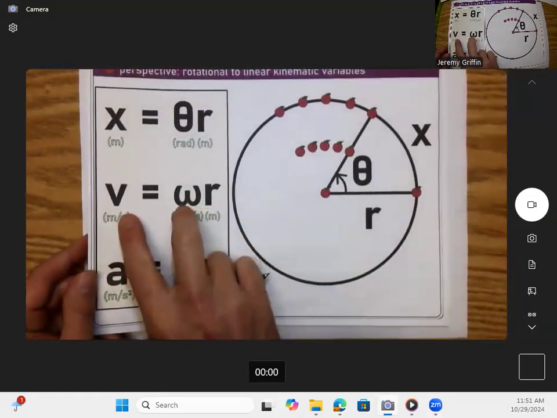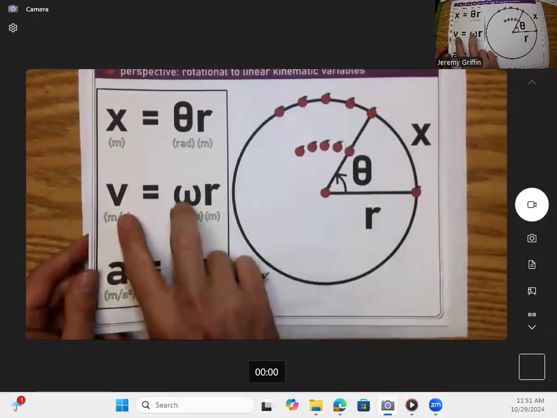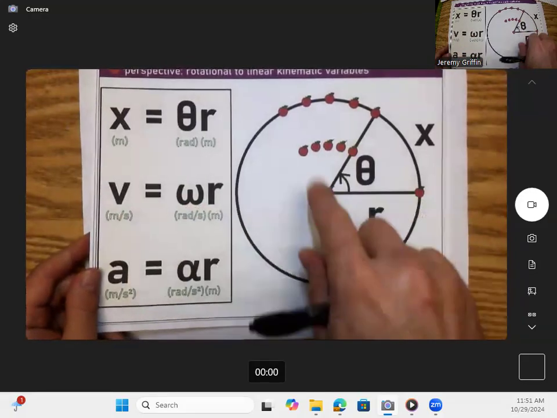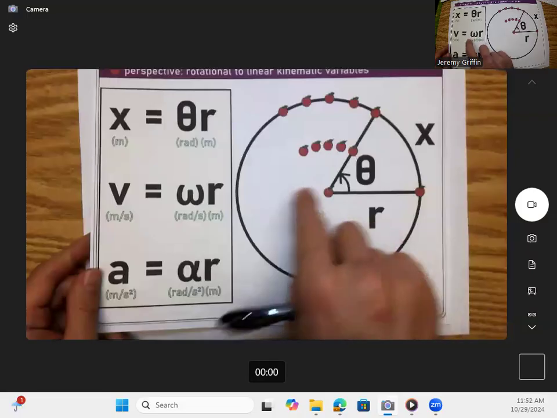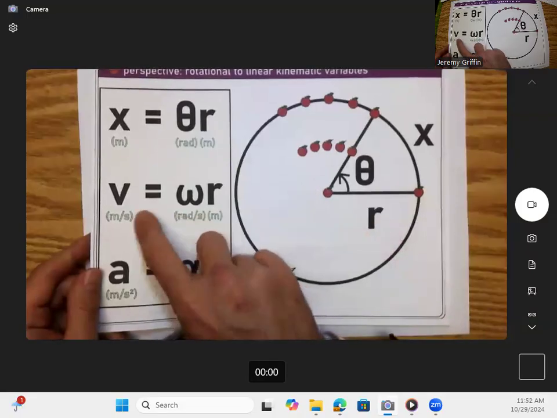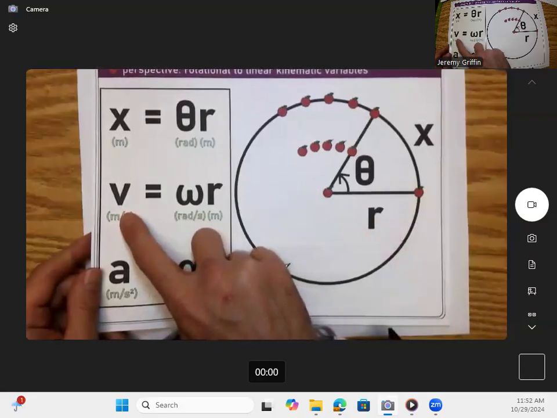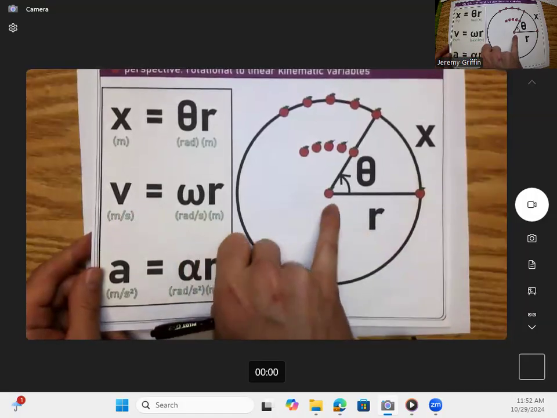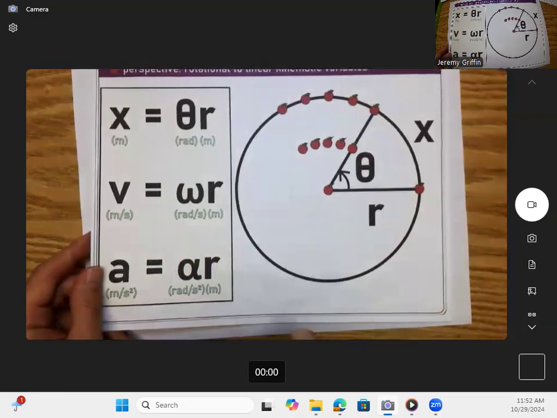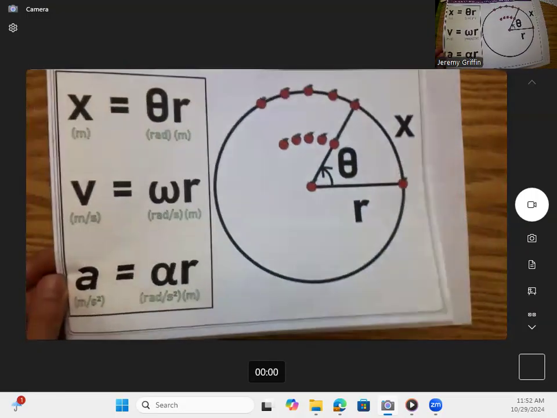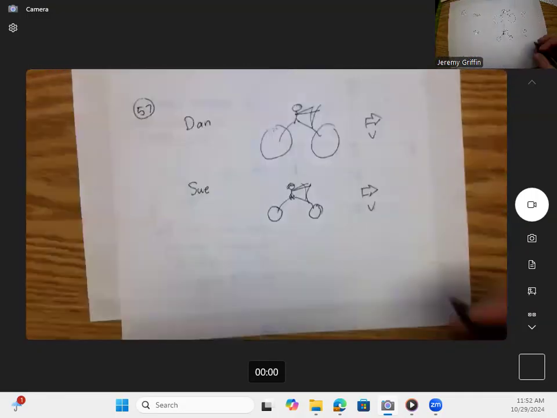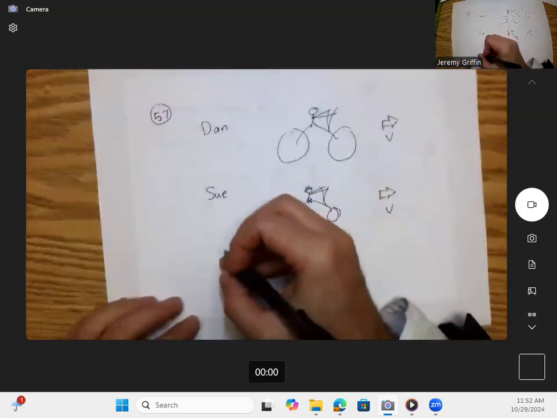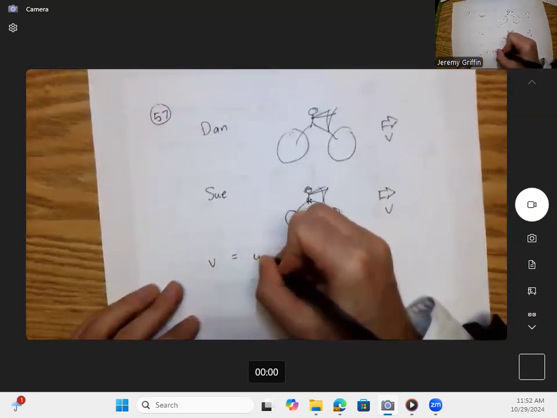So, remember this one right here? This omega is how fast the wheel is spinning about its central axis. This V could be how fast any point on the tire is moving. Right. And so which is faster? We've got two different radial sizes. So in general, V equals omega times R.